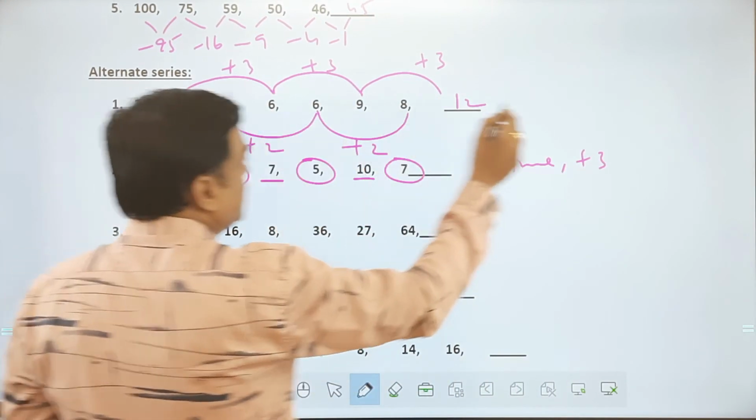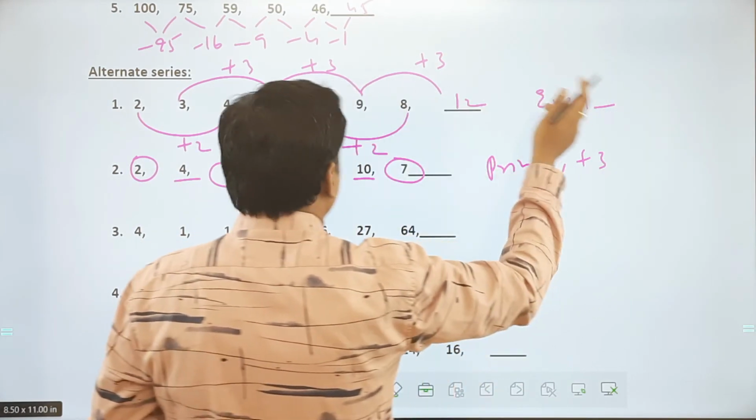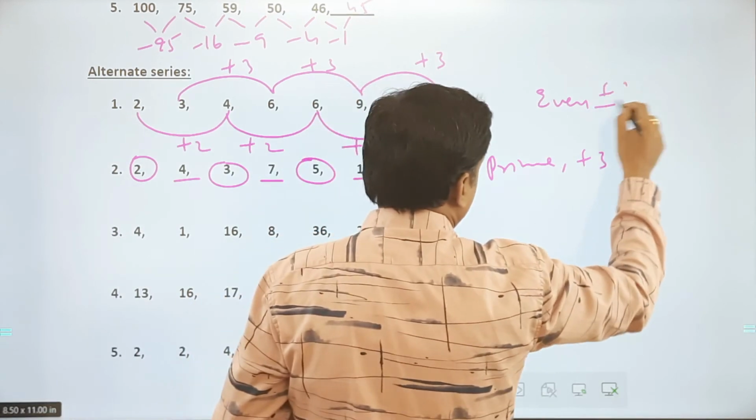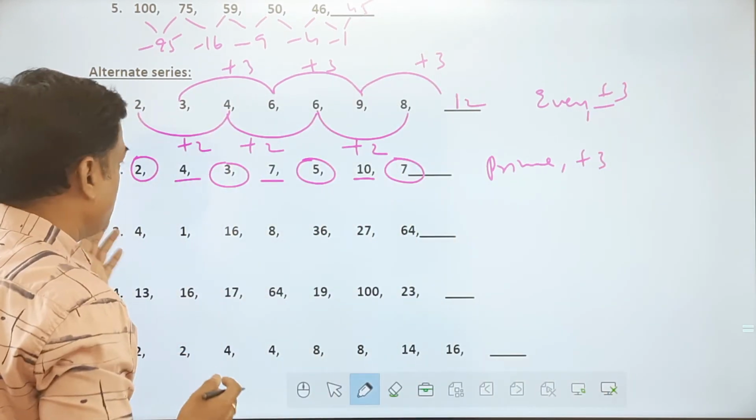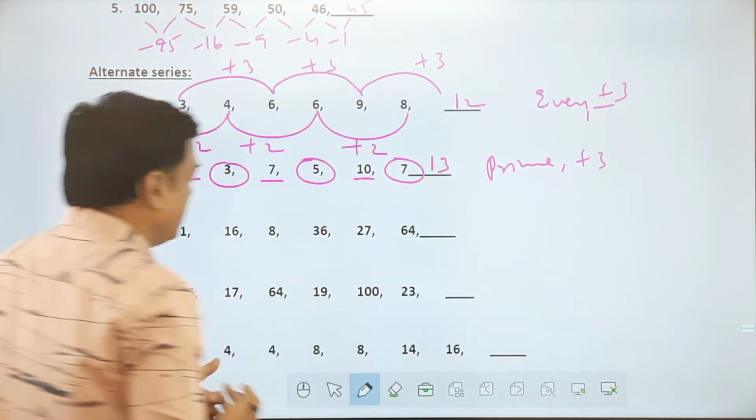This was the combination of even numbers and plus 3 kind of a stuff. So as per the series, 4, 7, 10, added by 3 should be 13.